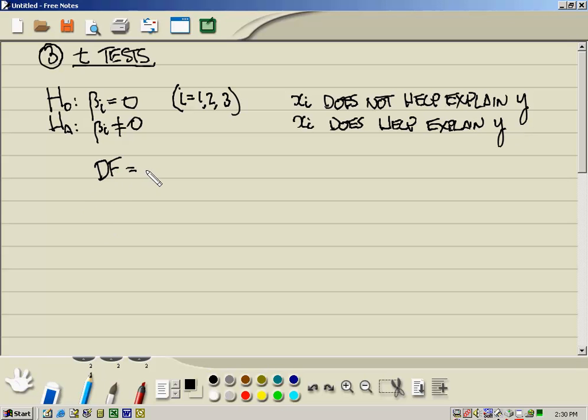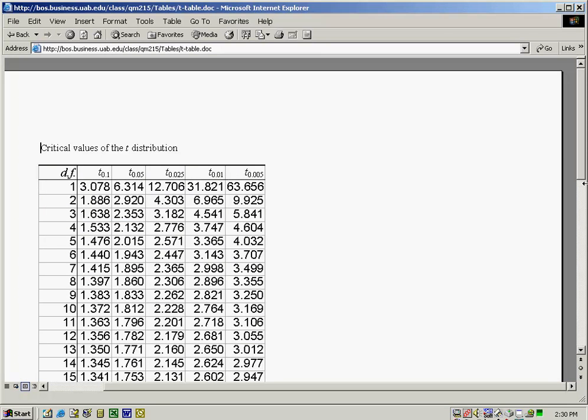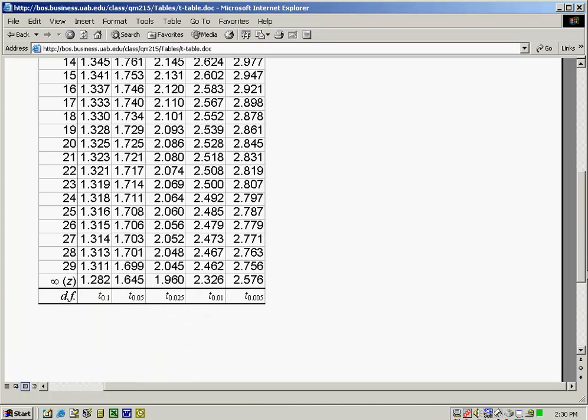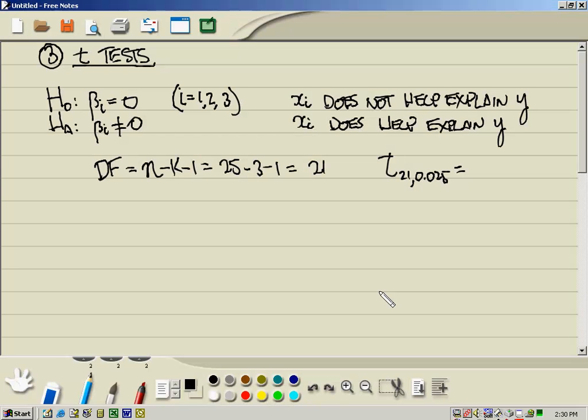Degrees of freedom for the t-test: n minus k minus 1, same value that we used in the F-test. So there are 21 degrees of freedom. We'll use the standard alpha of 5%, 2.5% each tail. Going to our t-tables, 21 and 2.5 is 2.080 for the critical value.